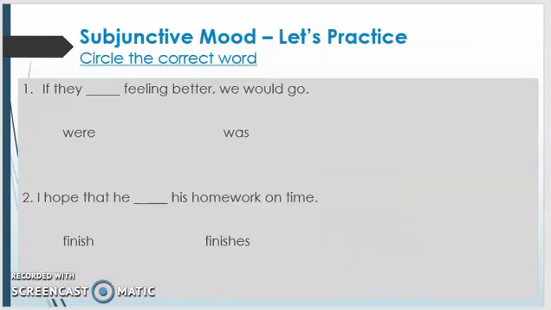We're going to practice. So looking at our 2 examples here, I want you to pick out which one is the best word for each blank. If they blank feeling better, we would go. Would it be if they were feeling better or if they was feeling better? And then for the second one, I hope that he blank his homework on time. Is it I hope he finish his homework on time or I hope he finishes his homework on time? Let's take a minute, make your selection. Pause this video, and once you've made your selections, you can hit play.